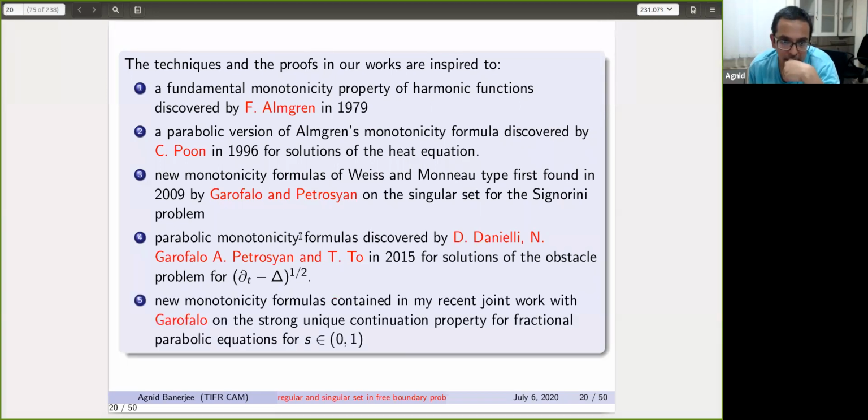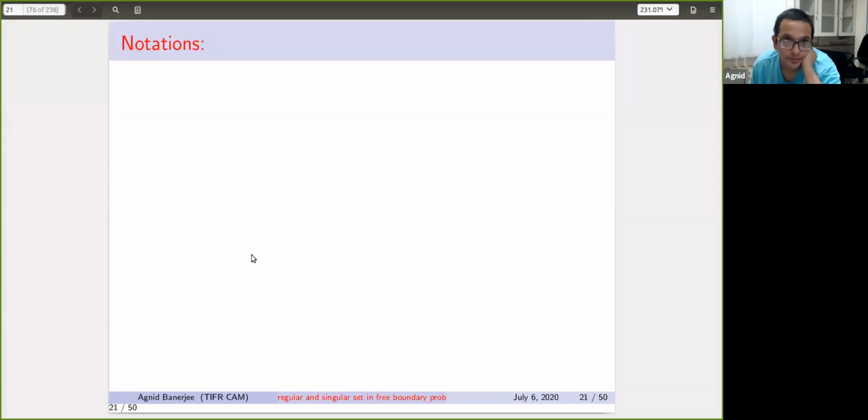So the theory changes a lot in that sense. And then also our work is inspired by some new monotonicity formulas that came up in my recent joint work with Nicola, where we studied strong unique continuation for fractional parabolic equations for general s in (0,1). There we found some new Poon type monotonicity formulas in this non-local situation. So in view of that, it was natural to look back at the problem that Danielli, Garofalo, Petrosyan, and To studied and understand the non-zero a case, or when s is not equal to one half.